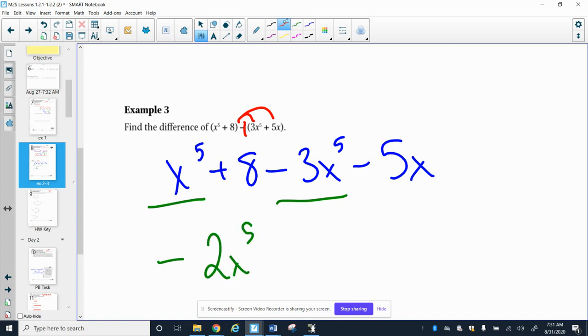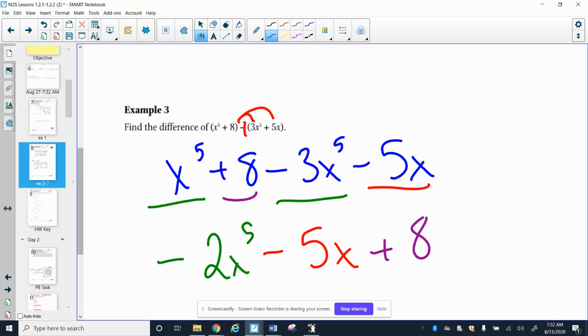Then we keep looking. Well, we have a negative 5x. There's nothing that pairs with that. So minus 5x. Then lastly, we have a plus 8. That's just hanging out at the end. And this is standard form. Largest exponent on our terms first, working down to just the x, working down to a constant at the end.